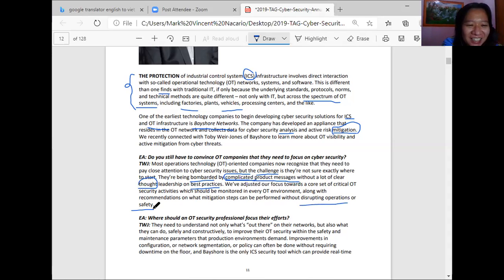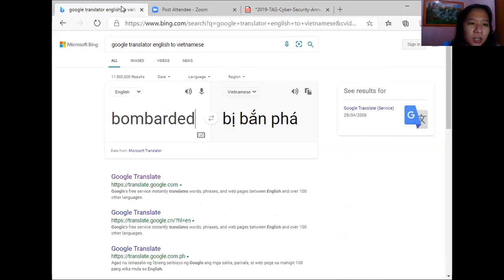Do you understand that? It's a very interesting part. They are going to use mitigation steps without disrupting, meaning without causing concerns in operations or safety of the company. So do you have that kind of system in your company, Mr. Thomas?